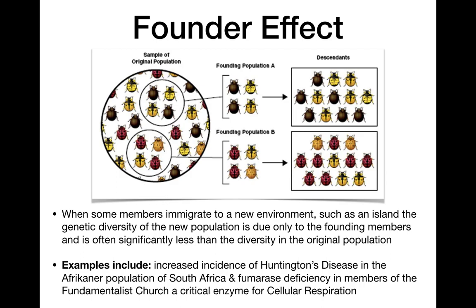So founder effect, you have fewer alleles founding the new population, so they're going to have a different frequency of alleles, a different number of alleles present here. So in the Afrikaners, maybe we have four Afrikaners making the new population, it was more than that, and in that sample there happened to be more people who had or were carriers for Huntington's disease, and that got passed on with more frequency to the descendants. Same thing with the fundamentalist church.